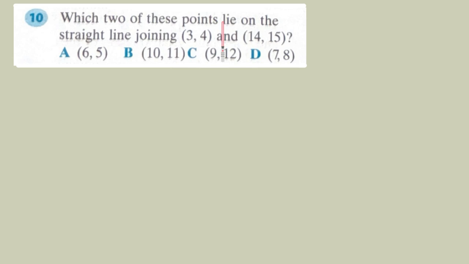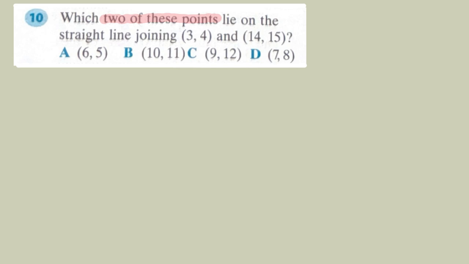Oh, this is a new type of problem that we haven't encountered before. Which two of these points lie on the straight line joining 3, 4 and 14, 15? And then there's a whole lot of coordinates here that you need to decide on. There should be two answers because they want you to find 2 points.